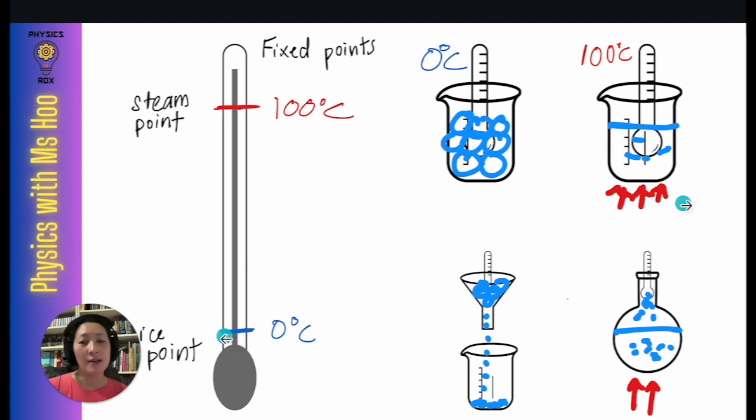So what we can do is we will measure the length between 0 and 100 degrees Celsius, and then we divide this into 100 equal spaces, and each spacing would represent the change of 1 degree Celsius on the scale. Okay, you get the idea. And that's how we can calibrate the scale on this uncalibrated thermometer.